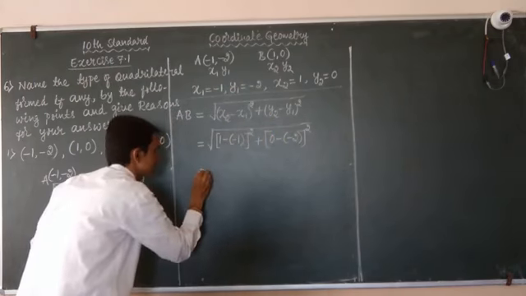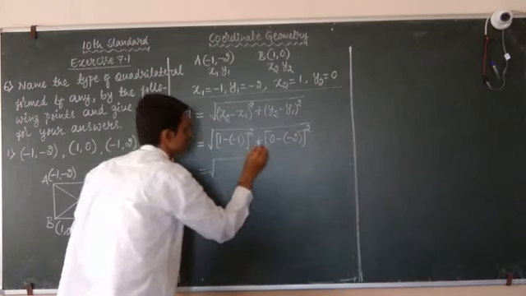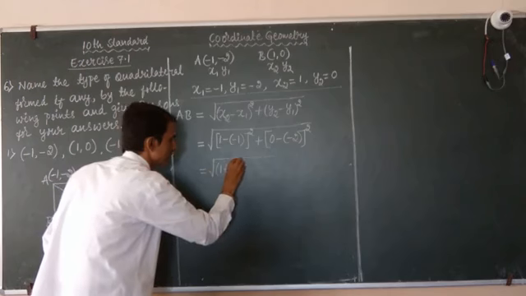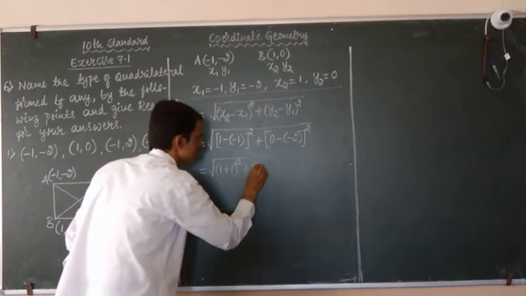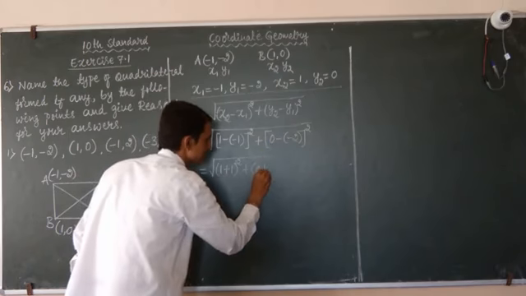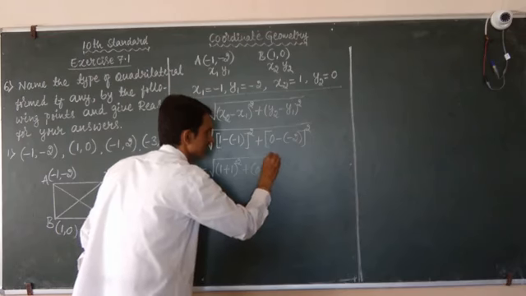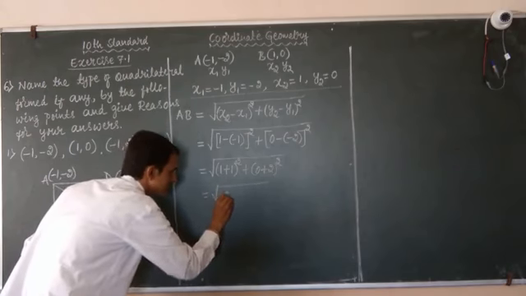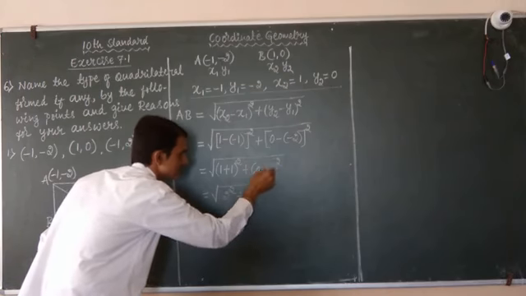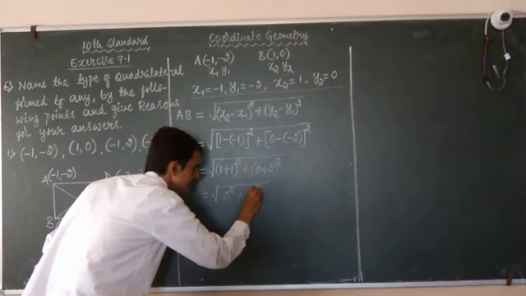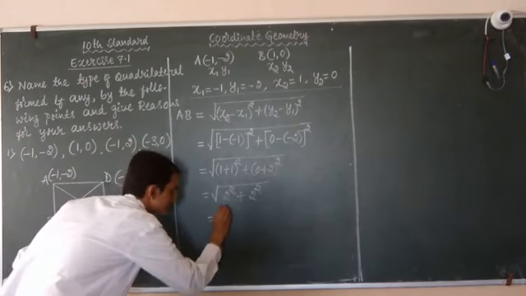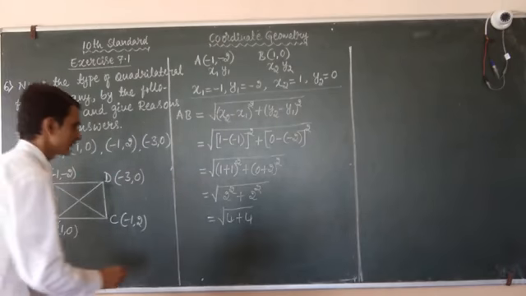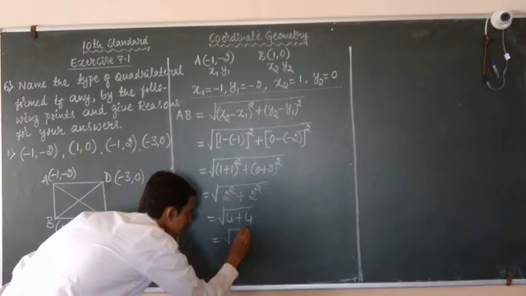Now simplify. So which will be equal to 1 minus into minus plus 1 whole square plus 0, and as it is, minus into minus plus 2 whole square. Now it will be equal to 1 plus 1, 2 square plus 0 plus 2, which is 2, again 2 square, which will be equal to root of 4 plus 4 plus 4, which is equal to root 8.